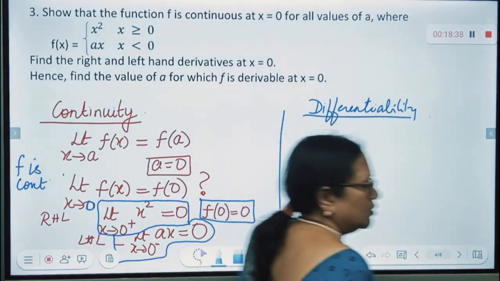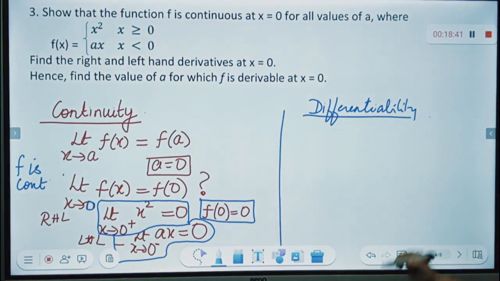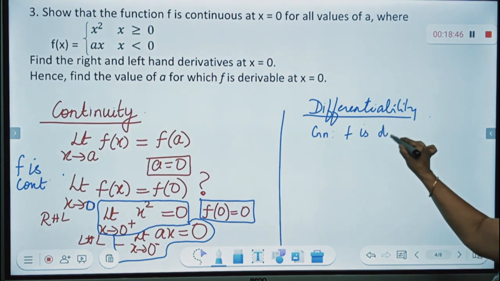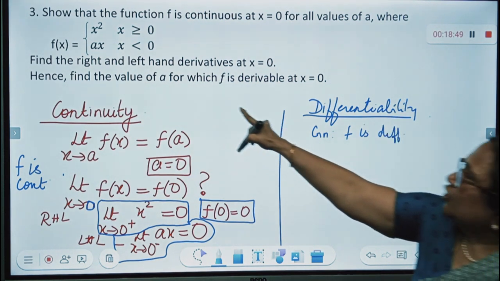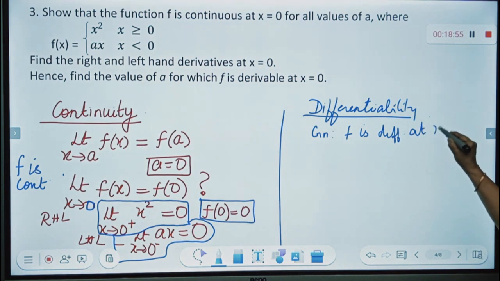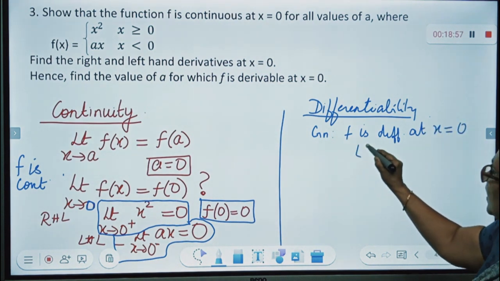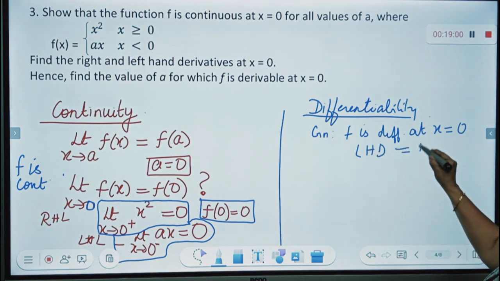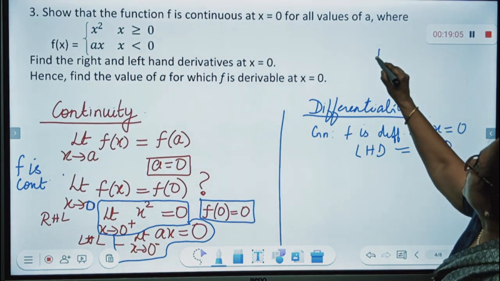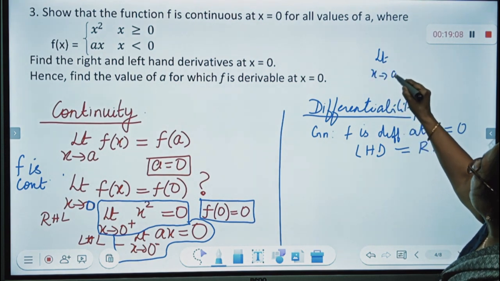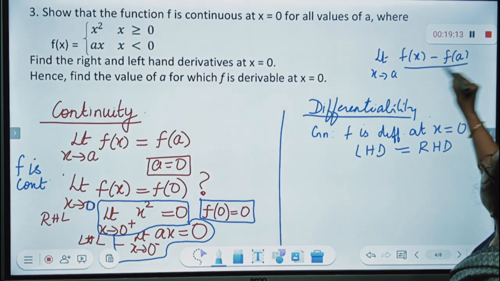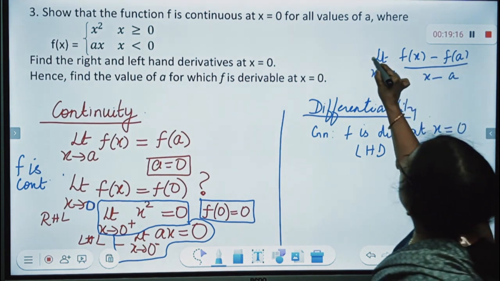At x equal to 0. What is given? It is given that f is differentiable. Find the value of a for which f is derivable at x equal to 0. So f is differentiable at x equal to 0, so left hand derivative is equal to right hand derivative. So what is differentiability? How will you check? Limit x tends to a, f of x minus f of a by x minus a. This is your f dash of a.